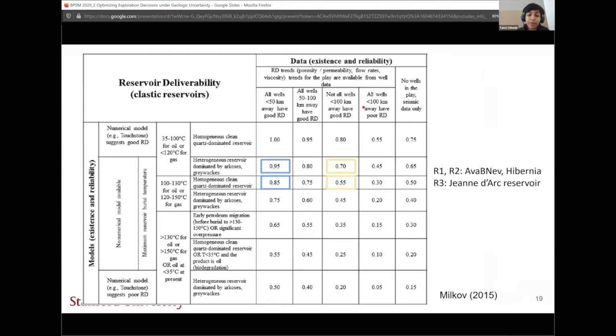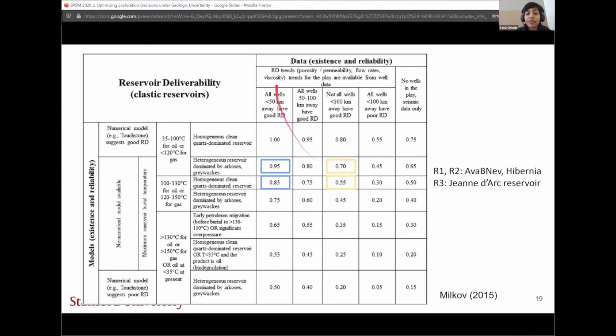Similarly, the prior probability of good reservoir deliverability is 0.7 for Ben Nevis and Hibernia reservoirs, as shown in this table, but it is 0.55 for the deeper John Dark reservoir because of its deeper depth of burial and risk of porosity loss due to cementation.